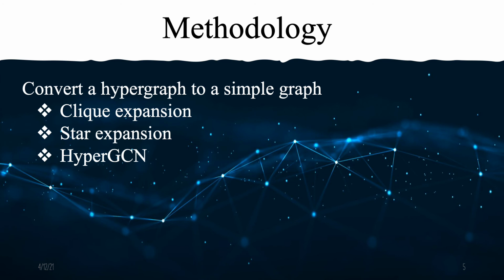Lastly, the third method was the hyper Laplacian method to convert a hypergraph to a simple graph. That is, given some real value signal, we consider the two hypernodes that have the maximum signal difference to form a pairwise connection. So that is it about the methodology, and moving to the results and discussion.